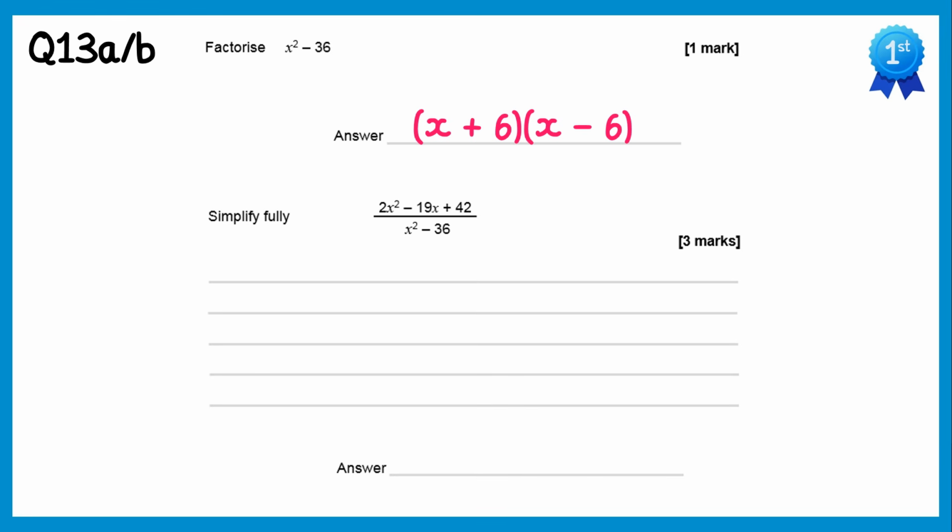For the next part we need to simplify, but factorising will help us do that. Notice that x squared minus 36 on the bottom was in the previous part, so we've already factorised the bottom.